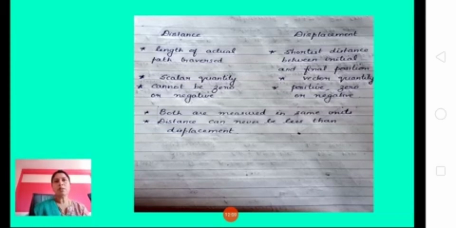Now distance, if you see, cannot be 0 or negative, whereas displacement can be 0, as we have seen in the earlier cases where both initial and final position are the same, and in case the object crosses in opposite direction after the initial position, then the value can also be negative. Now both distance and displacement are measured in the same units, meter, kilometer, centimeter, etc., and distance can never be less than displacement.